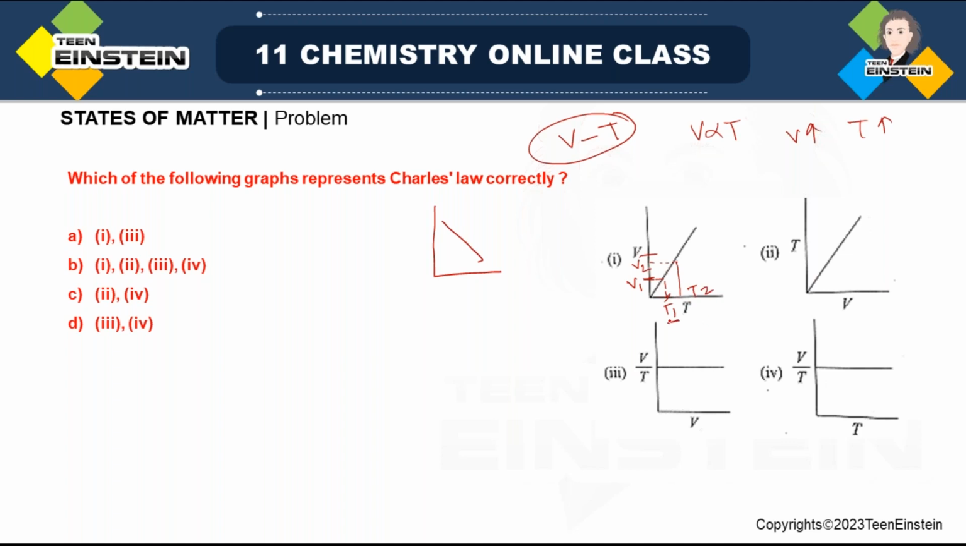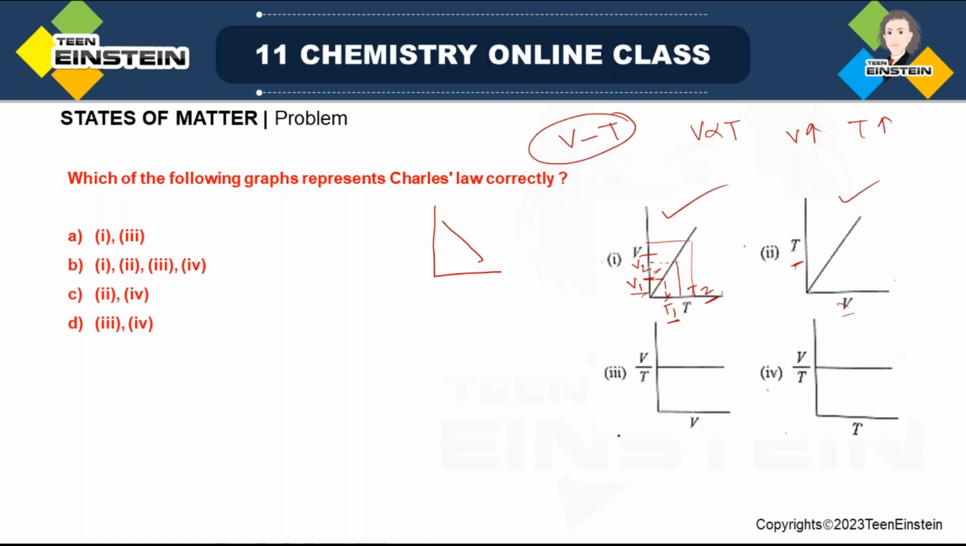So see, when T1 is low, obviously T1 is a lower value than T2. So V1 is also lower than V2. And when V2 is high, T2 is also high. So in this way, you can draw several points like this. So this nature of the graph is obviously correct. And if you just interchange it, then also it is correct. So this is true. This is also true.